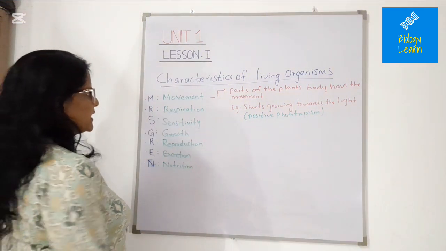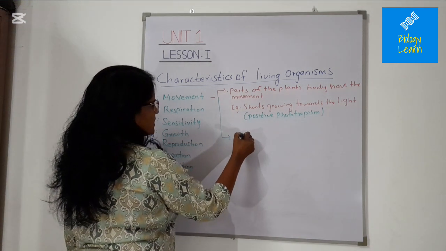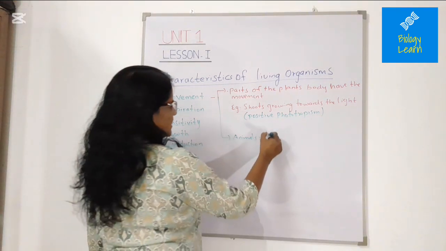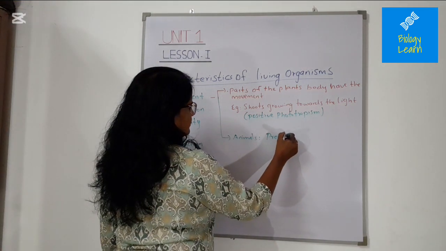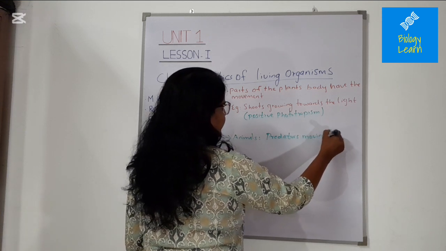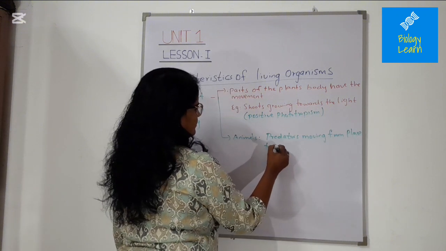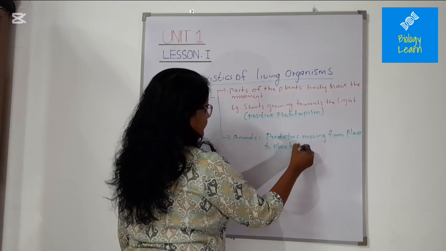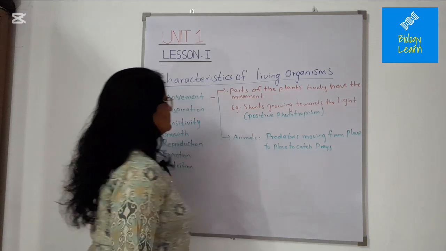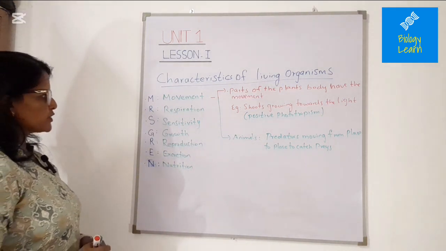Next, consider animals. Animals have movement to catch their prey. So predators move from place to place to catch prey. This is about movement.